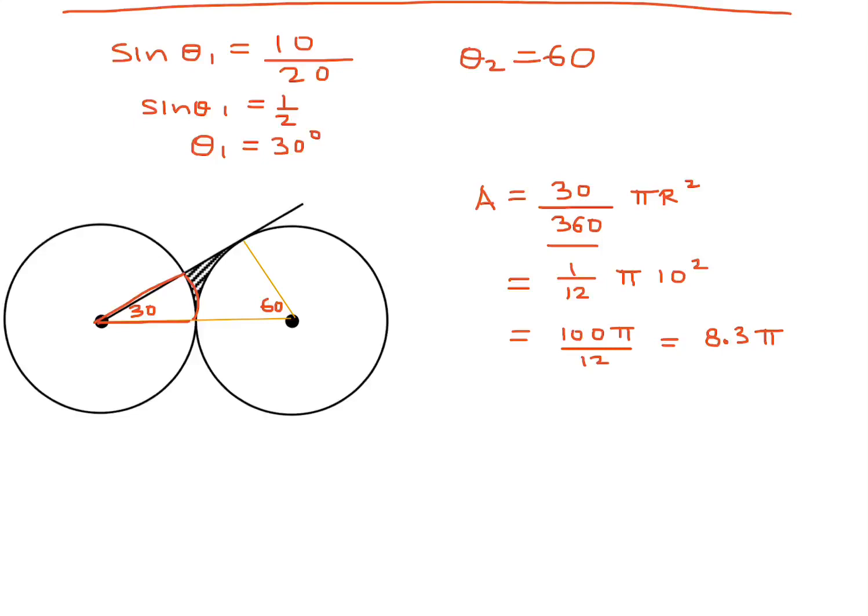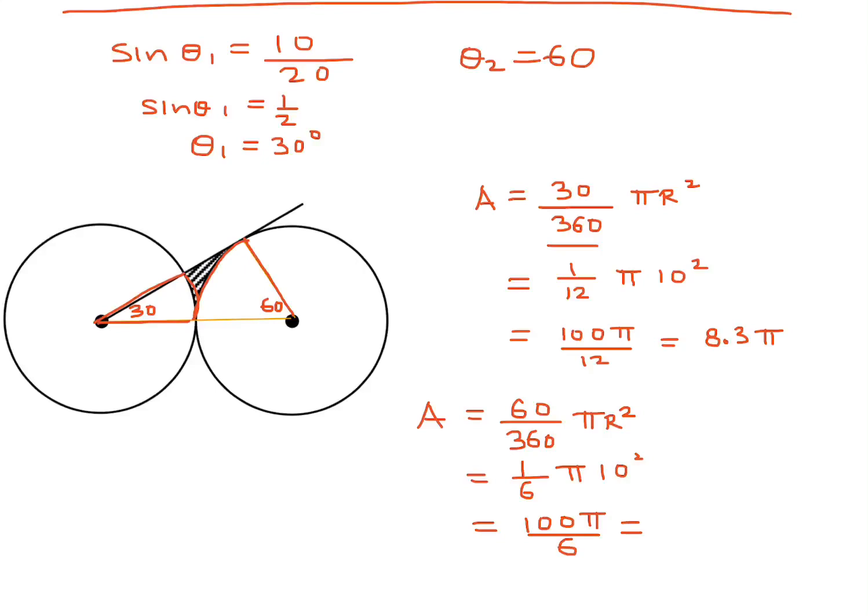In a very similar way, now we're going to figure out this pie piece right there. And that would be 60 over 360 pi r squared. And therefore this is 1 over 6 pi times 10 squared. And therefore this is 100 pi over 6. And that is approximately 16.6 pi.